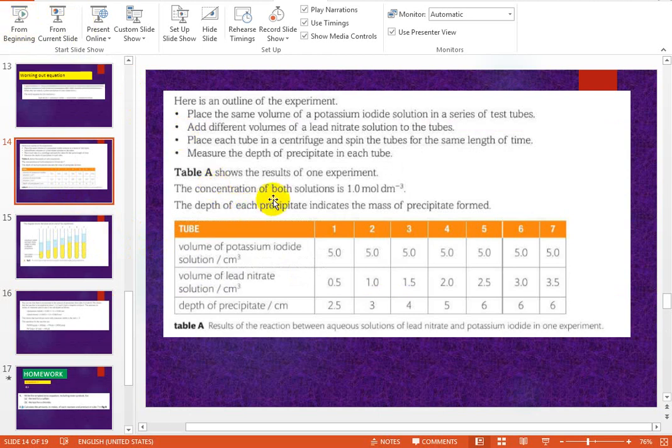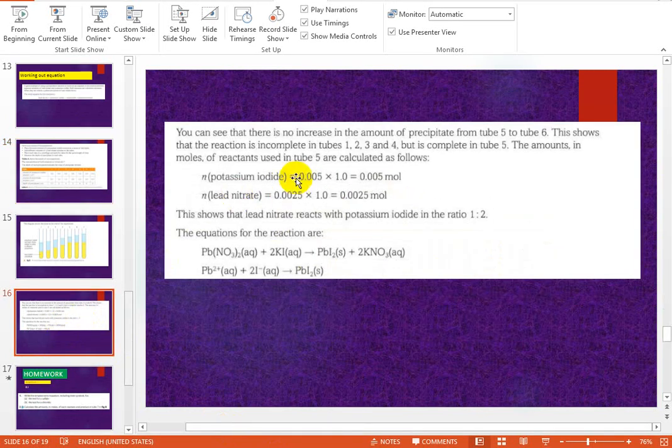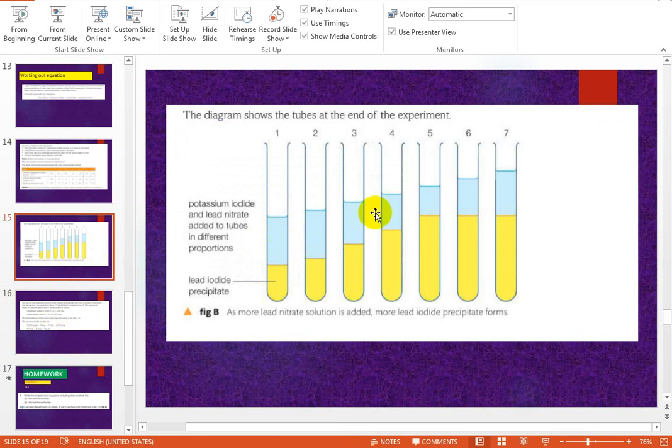Okay, here the concentration of both solutions is 1 mole per cubic decimeter. Have you seen the concentration? The concentration of both solutions is given. So the concentration is given. Okay, set this equation. The question was to find the moles in test tube 5. Where is test tube 5?